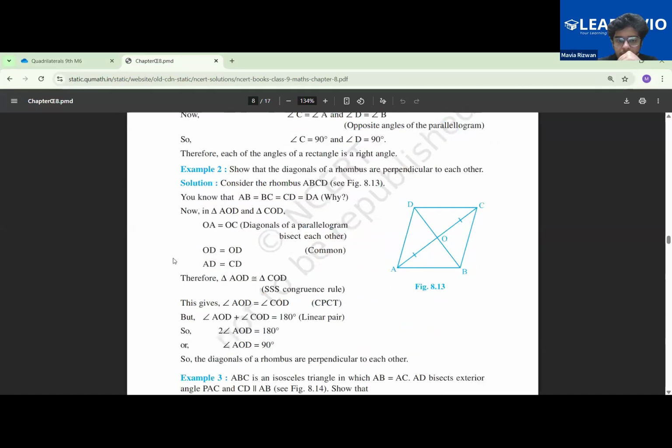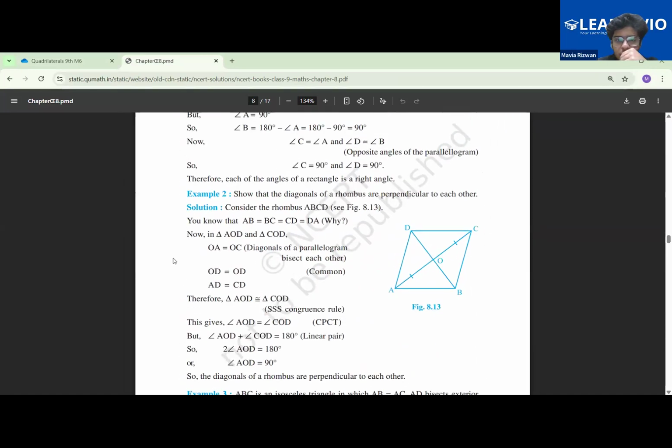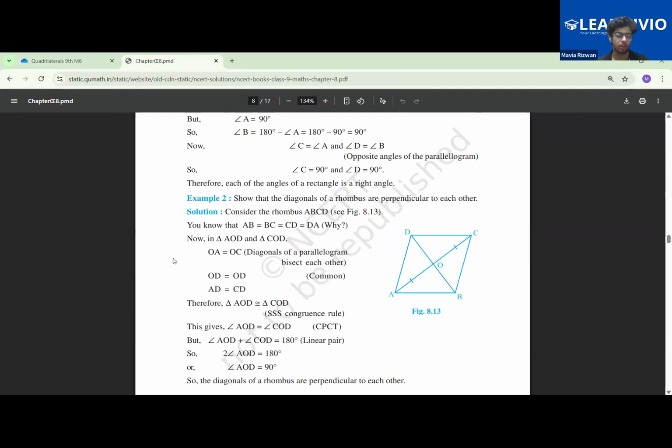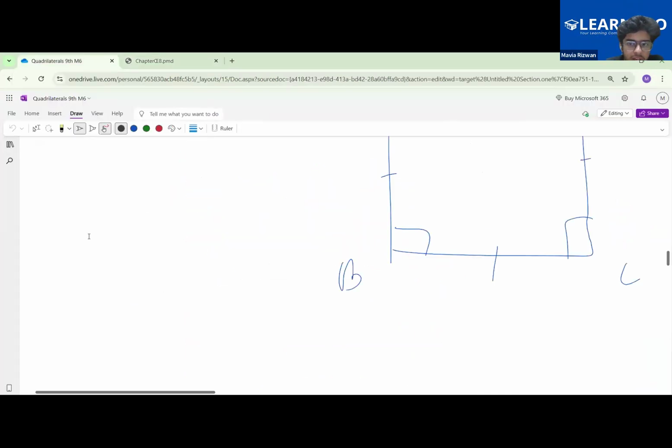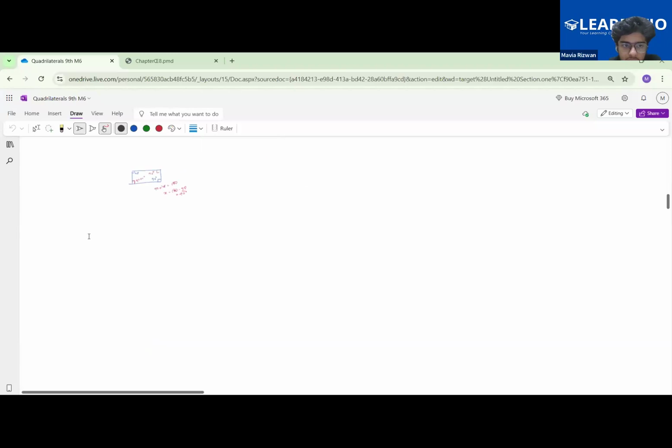Okay. So now we have example two. Show that diagonals of a rhombus are perpendicular to each other. Okay. So let's do this question. They are saying we have to prove that diagonals of a rhombus are perpendicular to each other. So what I will do is I will make a rhombus. This is example two.